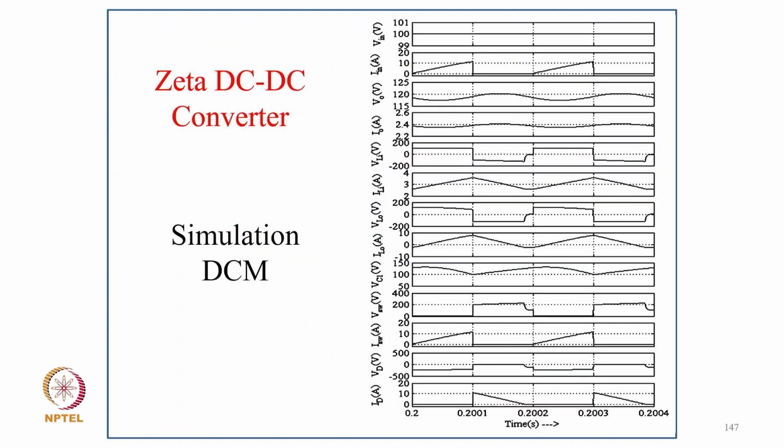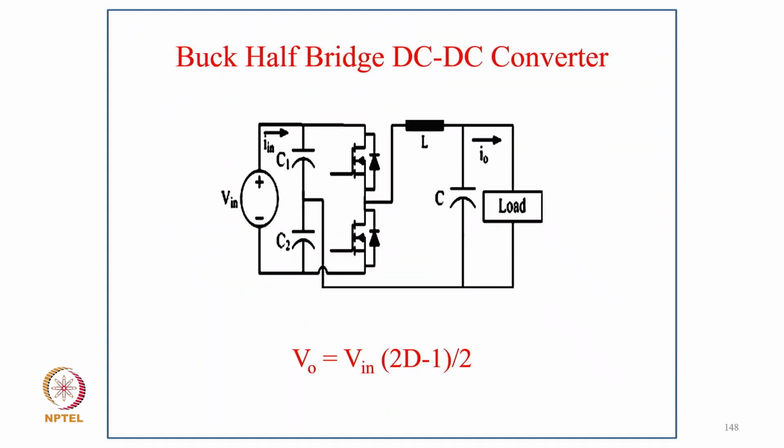So in the waveform of the Zeta converter in DCM, you can clearly see here the input voltage, input current, output current, and the input inductor current, output voltage, output inductor current, then the capacitor voltage, the energy transfer capacitor voltage, and you can call it the switch voltage, switch current, and output voltage.